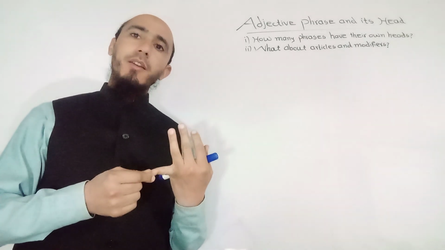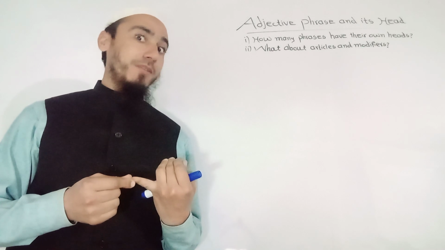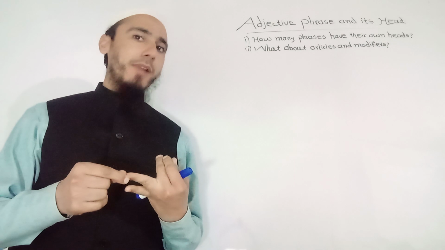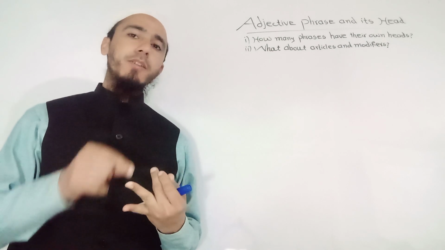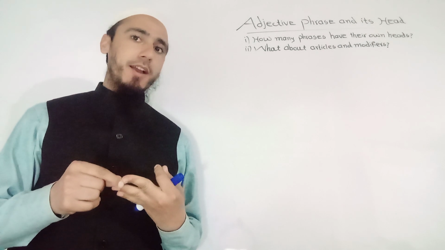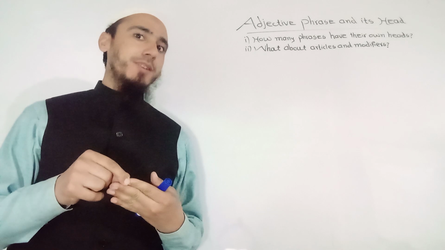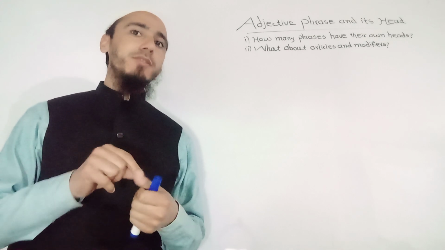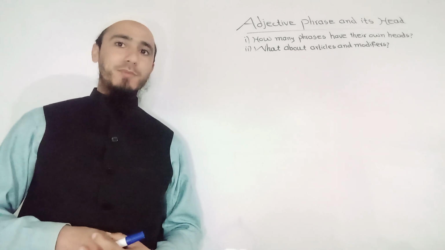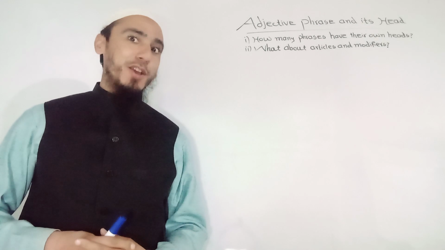For example, we have a noun phrase which has its own head. We have a verb phrase which has its own head. We have adjective phrase which has its own head. We also have adverbial phrase which has its own head, and we have prepositional phrase which has its own head. So these 5 phrases, they have their own heads.